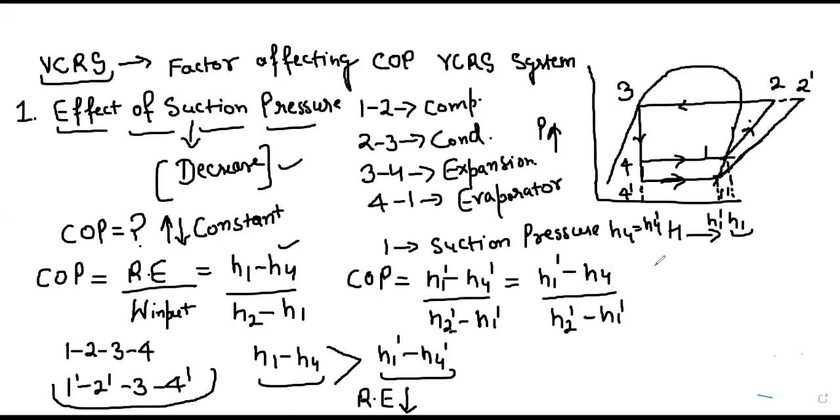Now the next point, compare the work input. So we will have H2 dash minus H1 dash on one side and H2 minus H1 on the other side. Which one will have more value? To compress the refrigerant from 1 to 2 or to compress the refrigerant from 1 dash to 2 dash, which will require more work input from the outside? Which will require more work input, 1 to 2 or 1 dash to 2 dash? It is clear, obviously, beta.